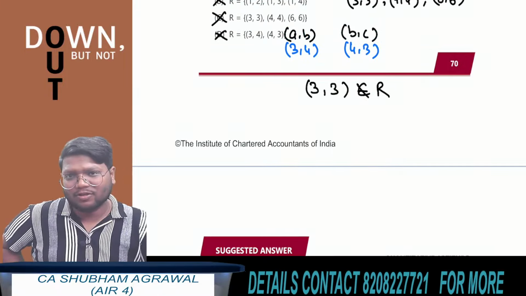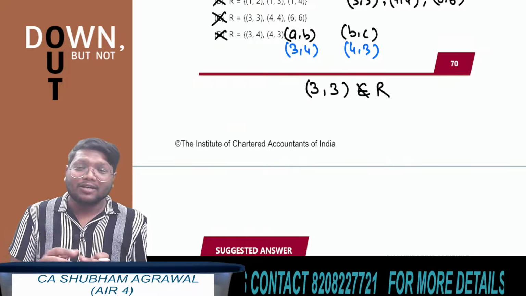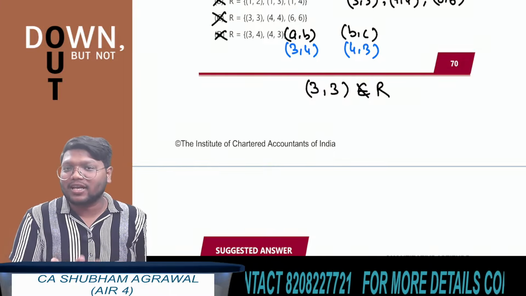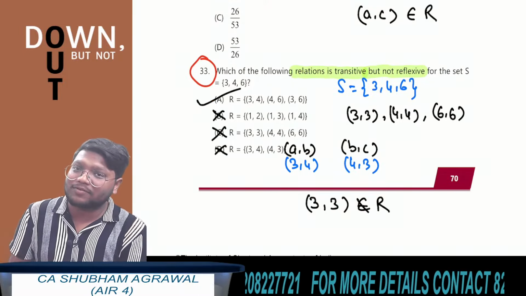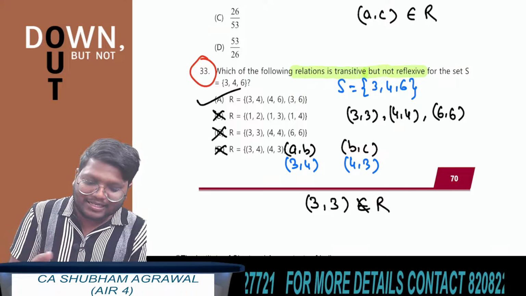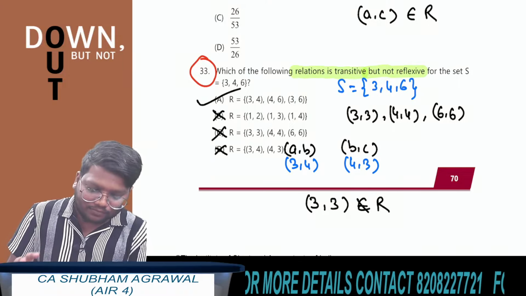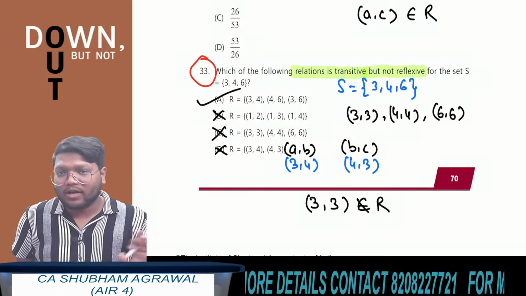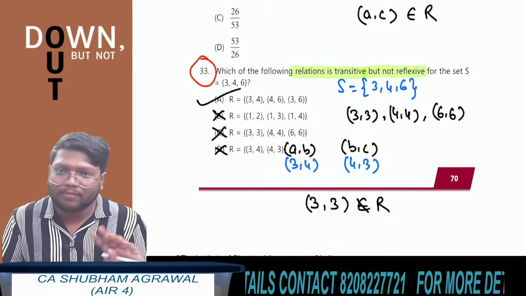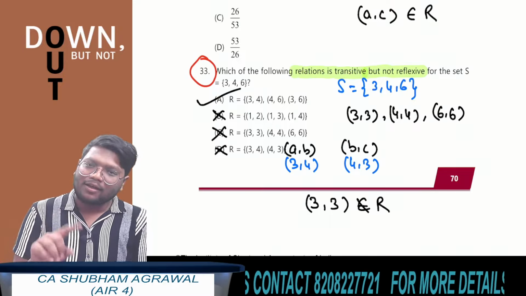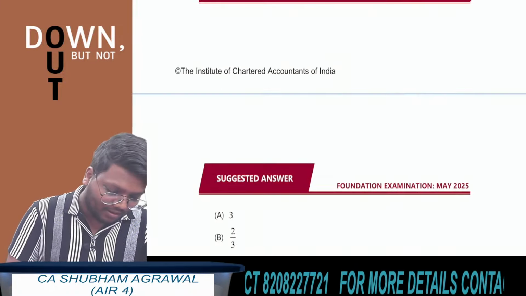There is a very rare chance of asking questions based on relations. Most of the questions which they ask from this chapter are from sets, functions and limits. Sets is the most important part, because you will mostly find two questions from sets, one question from function and one question from limits. Clear?